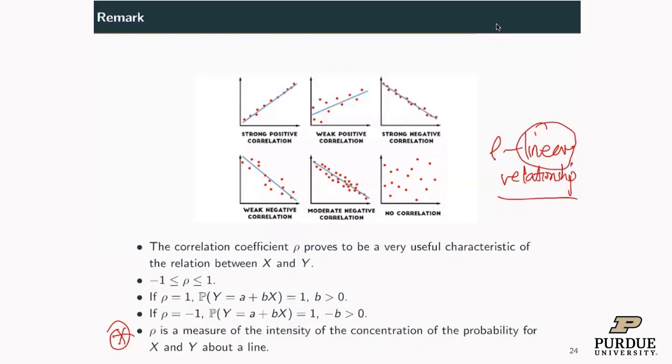Some good properties of this rho. So this rho is always between -1 and 1. So it cannot be 2 or -2. It's always between -1 and 1. For two extreme situations, if rho is 1 or rho equal to -1, then probability Y equals a plus bX is equal to 1. So that means X and Y have a perfect linear relationship.